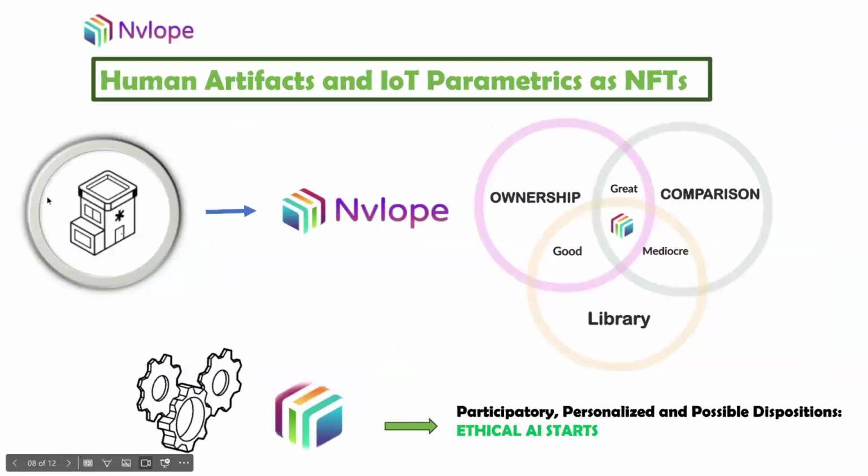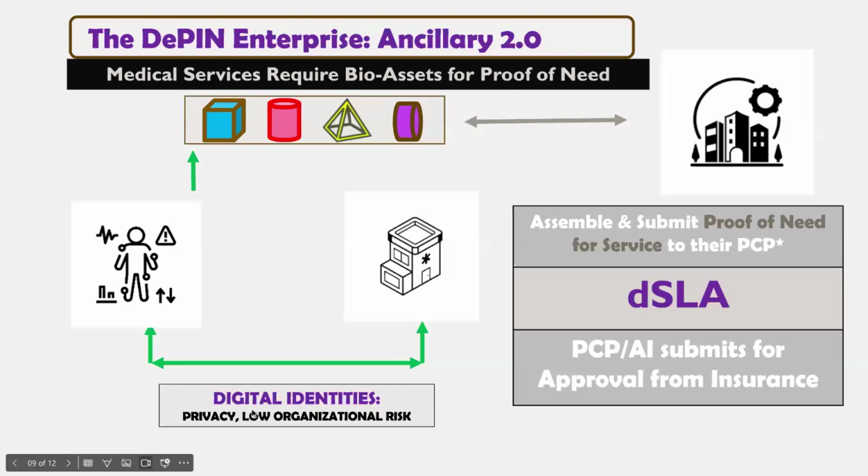So with Envelope, we create human artifacts and IoT parametrics as NFTs for people to create their own library, to start to be able to confirm participatory, personalized, and possible dispositions. And this is where our ethical AI starts through P2795, P2933, ISO TC 307, and some other ITU, and of course, NIST guidelines for IoT. Those are then assembled by a decentralized identity to put together, add their own, like a radiology file, an IoT data sheet, or data screen.